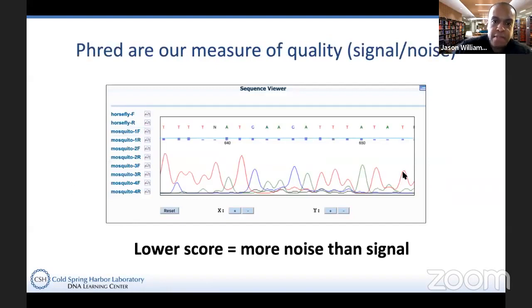So to summarize, the Phred scores are part of the control there. The lower the Phred score, the more noise there is than actual signal. And it looks like I put in a really zoomed in piece of where that has gone wrong in that particular piece of DNA.